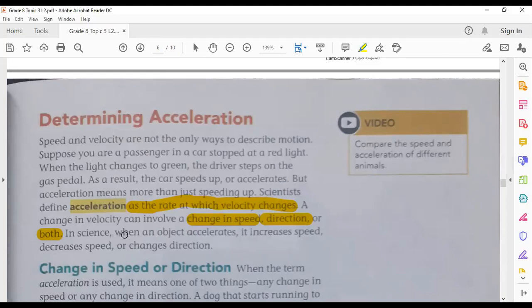So when an object accelerates in science, it increases speed, decreases speed, or changes direction. This is acceleration in more detail. Speed up increases speed, slows down decreases speed, and change direction. All of these involve acceleration.